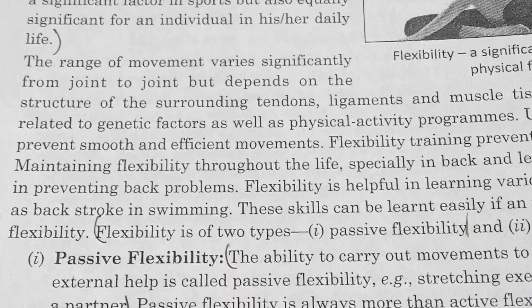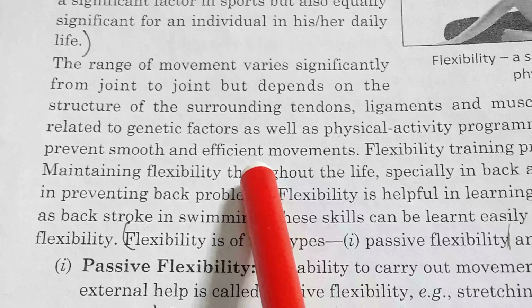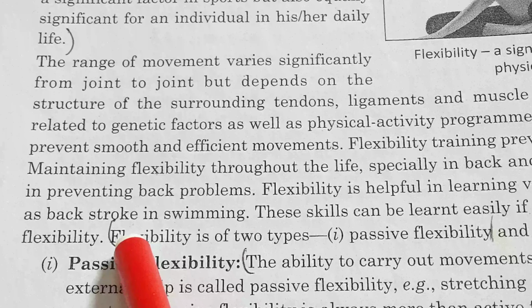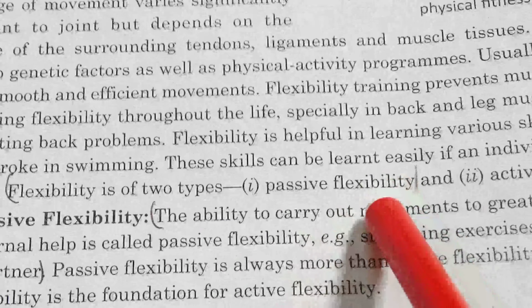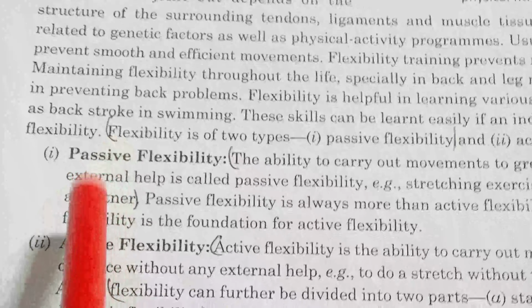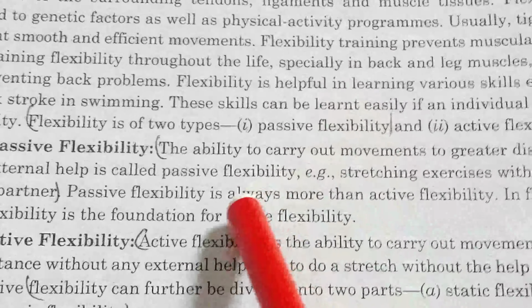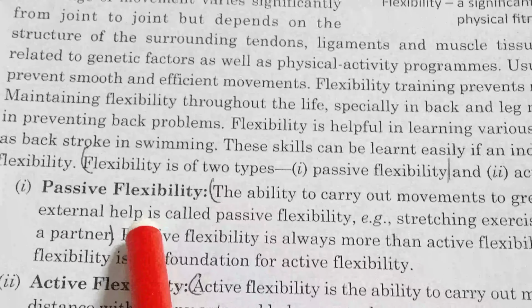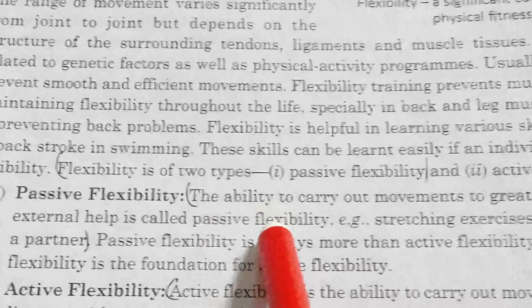In the previous class, I already started flexibility. Today I will discuss flexibility. Basically, there are two types: passive flexibility and active flexibility. So what is passive flexibility? The ability to carry out movements to a greater distance with external help is called passive flexibility.